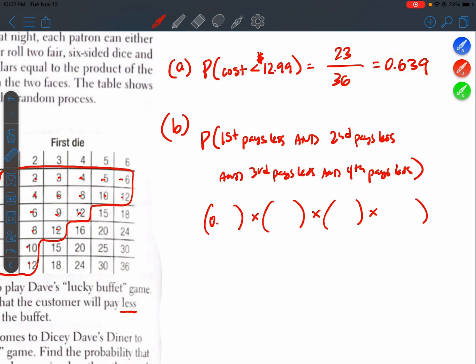Okay, and each outcome is independent. So whether or not the first friend pays less is not going to affect the probability of the second friend paying more or less, right? Because the outcome is decided by dice, which are completely random. So basically this is 0.639 multiplied 4 consecutive times, which is the same as 0.639 raised to the 4th power, which is equivalent to about 16%, 16.7%.